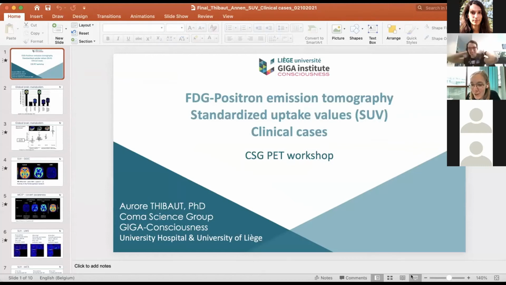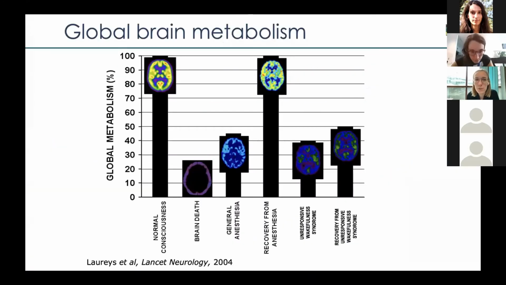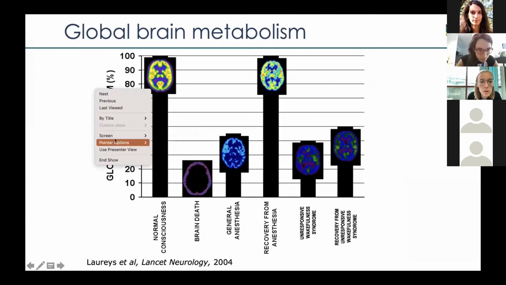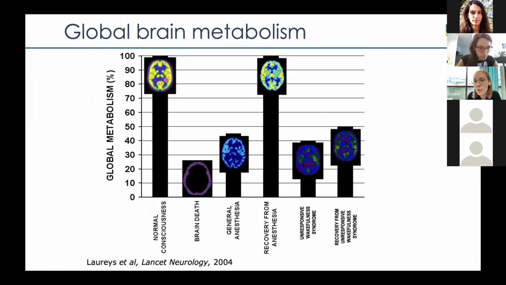Good. So let's have a look at the interpretation of these SUV maps first. And I will also give a bit of a broad overview about SUV uptake in different states of consciousness. So when we are in normal, healthy wakefulness, you see that the glucose uptake is 100%, let's say. So it's high, throughout the whole cortex.